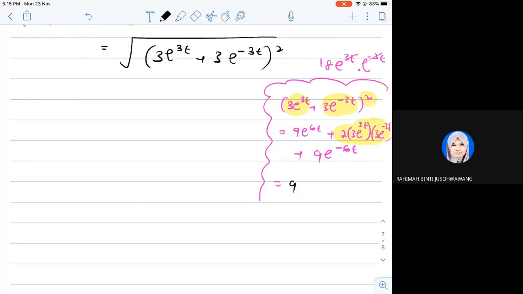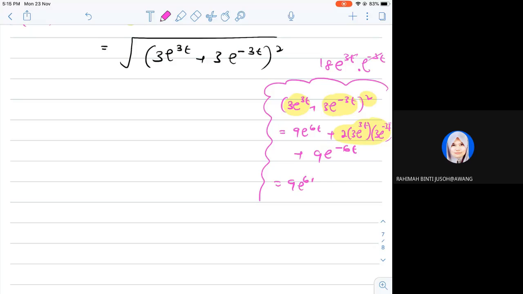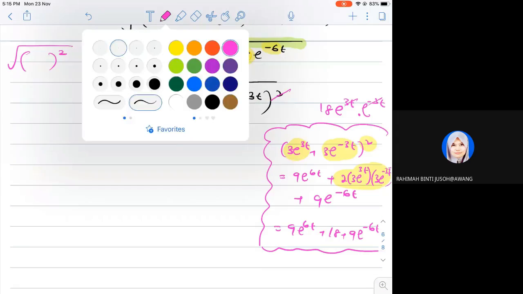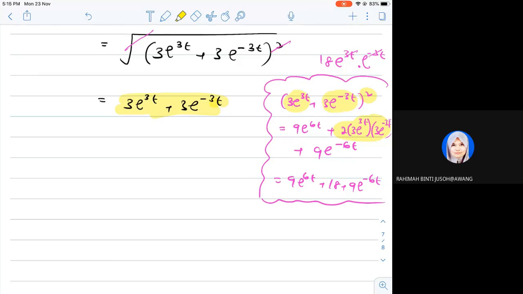So that's why we will have 9e^(6t) plus 18 plus 9e^(-6t), like this. Now we can just cancel this square root with the power of 2, so there is no more square root. Therefore, this is equivalent to 3e^(3t) plus 3e^(-3t). So guys, this term is much easier to integrate. If you want to integrate these terms, it is much easier.